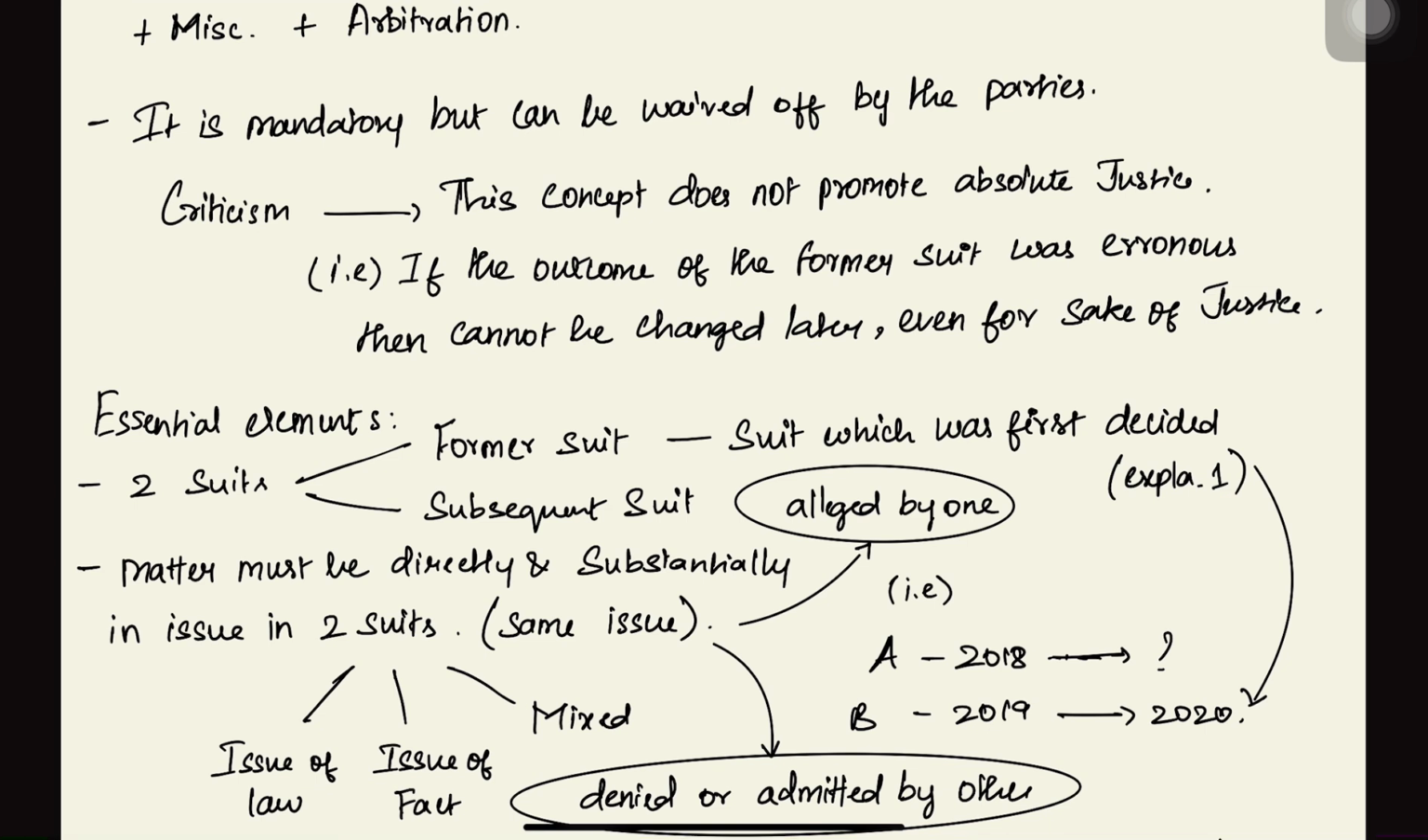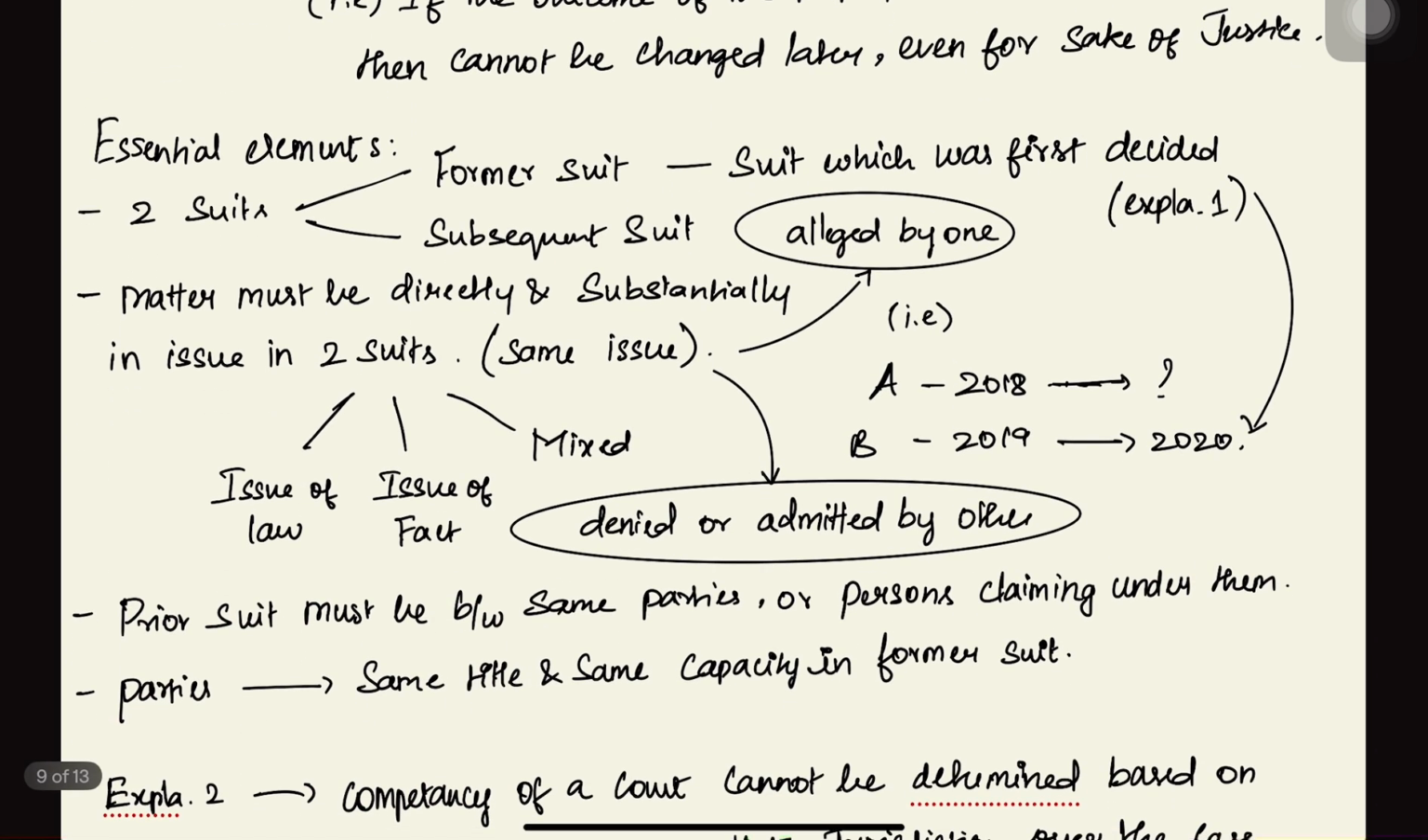That is, when the outcome of a former suit has been decided on merits, and if such outcome is erroneous, it cannot be changed later. Even though such a decision is erroneous, a further suit of similar nature or kind cannot be filed, even for the sake of justice, right? So there is criticism that res judicata may not provide or promote absolute justice.